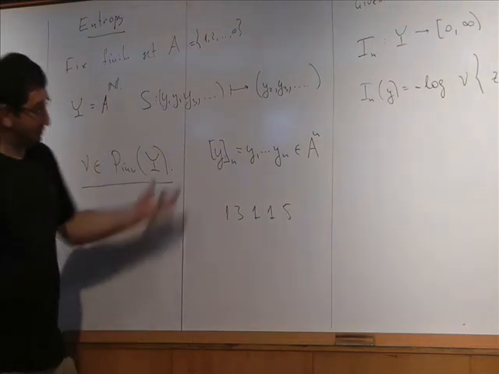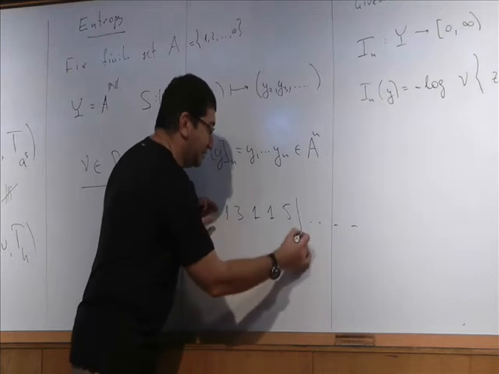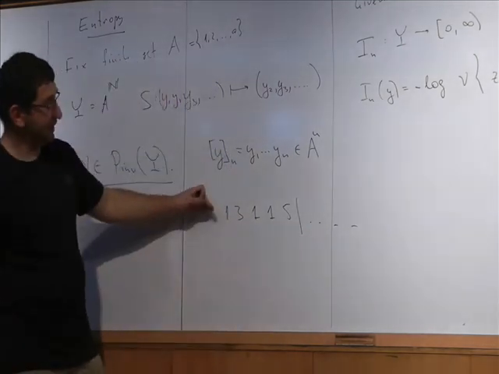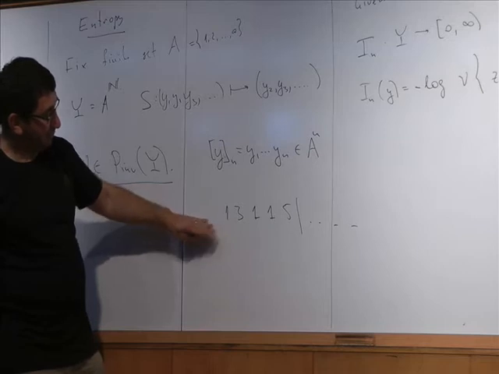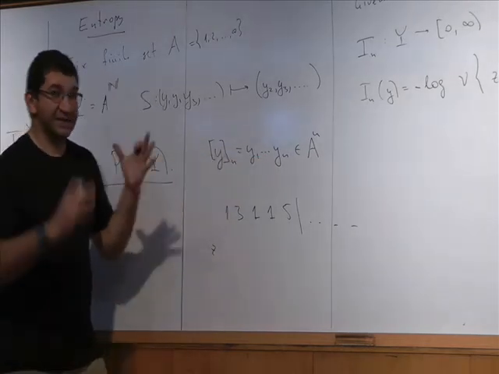Well, there are quite a few. So if y was something like this, I'm truncating it after 5 symbols. Look at the set of all points z which have this beginning. I can evaluate the size of that.